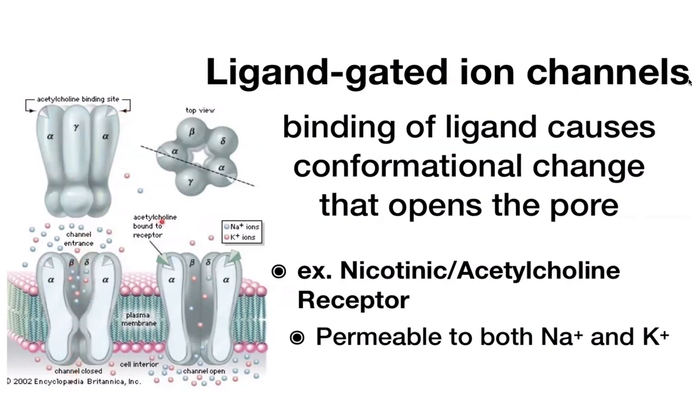Then the acetylcholine is going to bind. This is going to change the shape. It's going to open that gate, open that channel, and allow these ions to flow through. And this is going to help your nerves communicate.